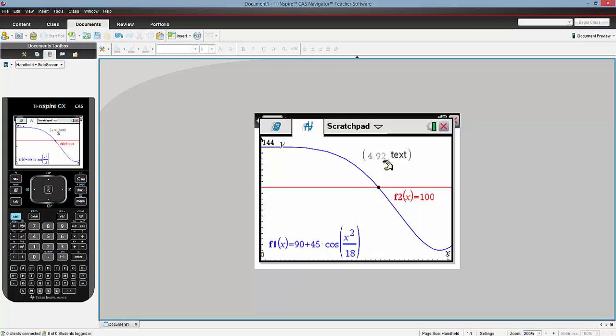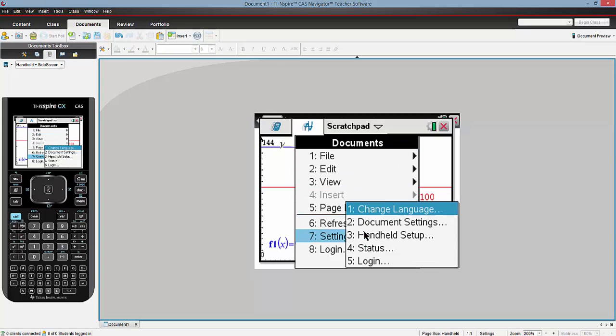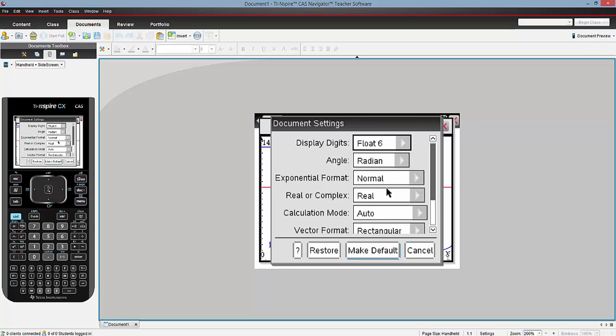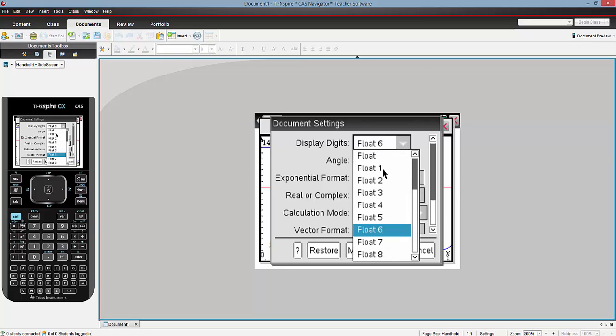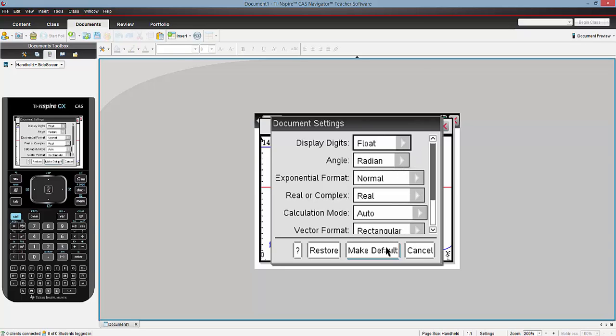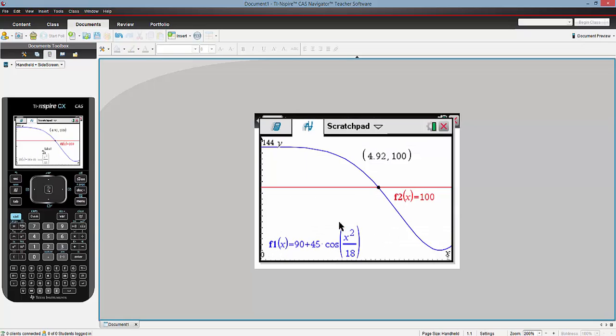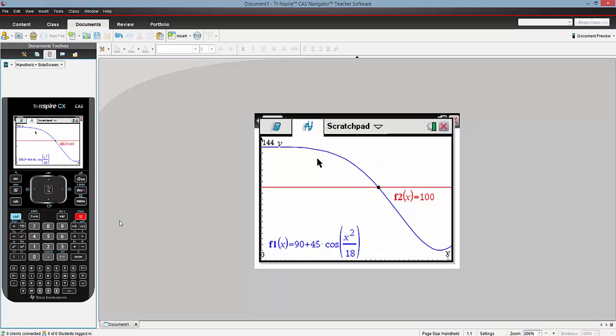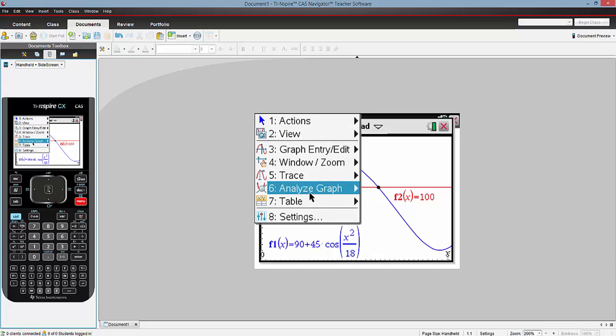Now, I have just installed this program, so I have not yet changed the settings. You see how it says float 6? I just want it to go to float. Make default. Yes, apply them to Scratchpad. And I probably have to redo this over. I'm going to delete that. So let me do that one more time here.